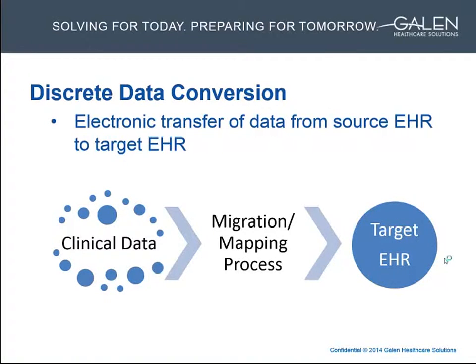The graphics here almost put it in proper perspective. You have clinical data, you have a migration and mapping process to make sure that data is aligned, so that a medication of Tylenol gets mapped and sorted into the target EHR with the same description, strength, dose as was in the source system. So in this process, you have a meds to meds conversion, an allergies to allergies conversion, a notes to notes conversion, and separate data streams that go into the target EHR.